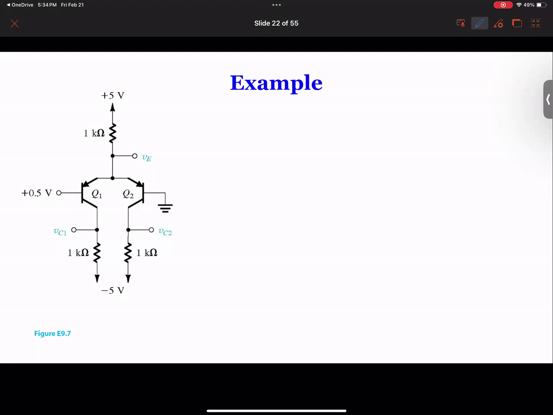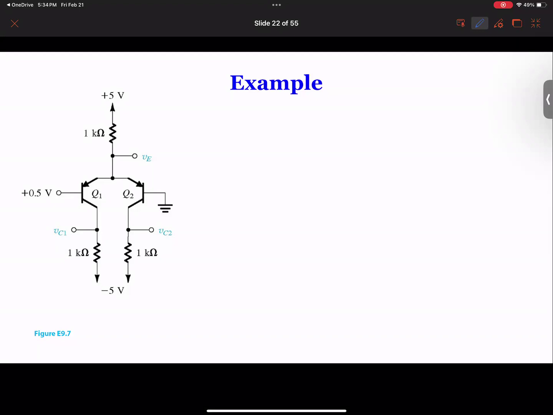So let's start. When we start to talk about it, we have to start by assuming one of them is in linear mode. And then we can look at whether it's a correct assumption. So let's assume Q1 is in active mode. So if Q1 is in active mode, your input is 0.5 here. So what is the voltage at the emitter? This is PMOS.